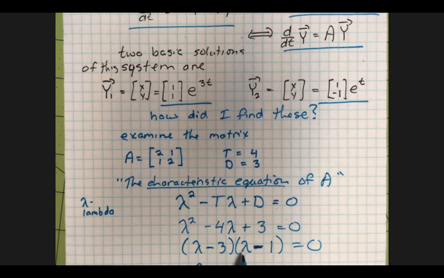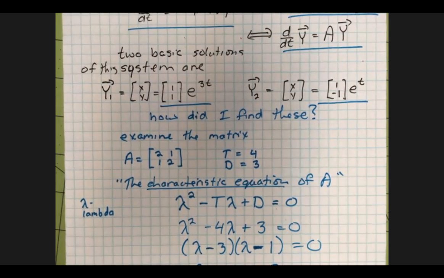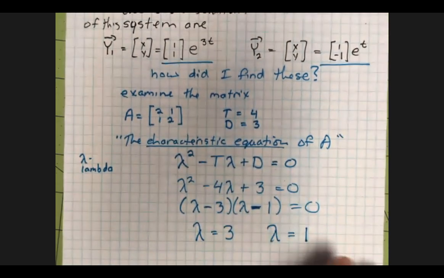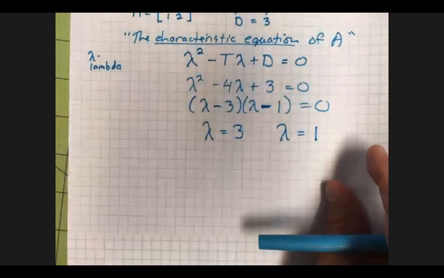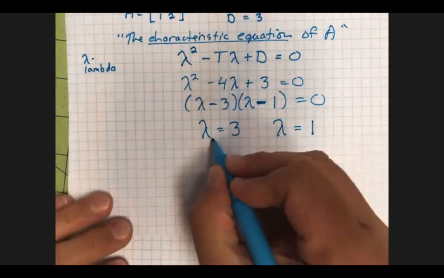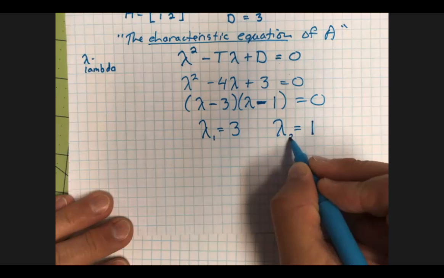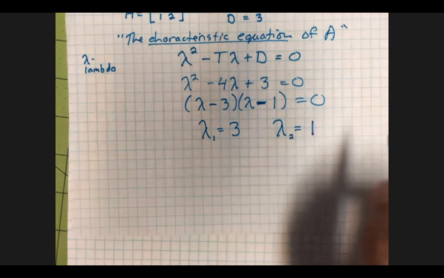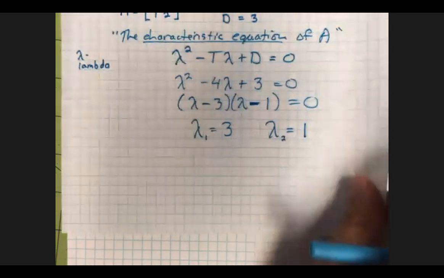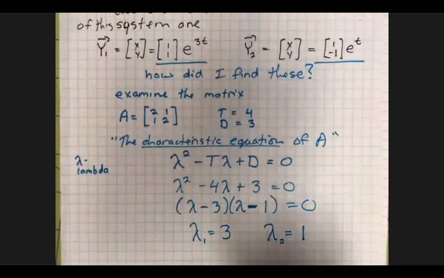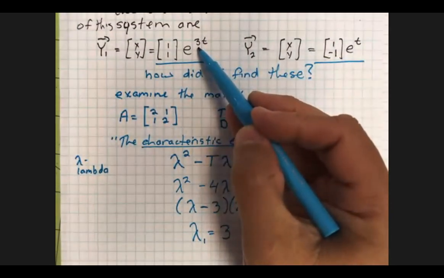Either lambda minus 3 is 0 or lambda minus 1 is 0. That means lambda is 3 or lambda is 1. Lambda minus 3 equals 0 means lambda is 3. Lambda minus 1 equals 0 means lambda equals 1. It's neither here nor there, but since I've got two different ones, why don't I call this lambda 1 and lambda 2? Now let's go back upstairs. Oh, there's a 3 there. Oh, there's a 1 there.